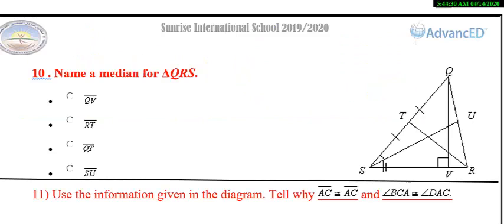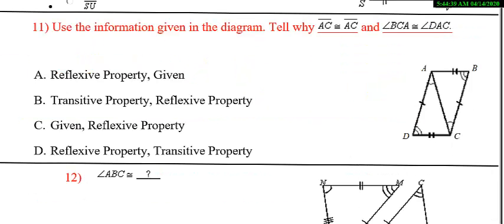Back again to question number 11. Question number 11 states that using the information given in the diagram, tell why segment AC is congruent to segment AC, and angle BCA is congruent to angle DAC. According to the given information here, the segments AC and AC are congruent by the reflexive property.